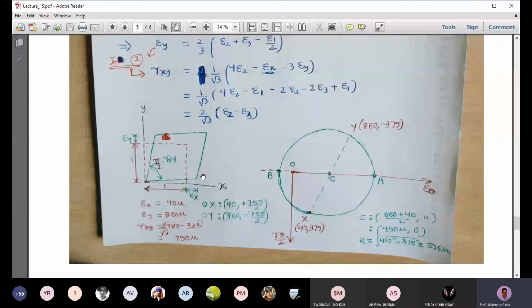So we have the deformed shape, which is indicated with the green line, and the length along the x direction is increasing by 1 times epsilon x. So this is the increase in length along the x direction, and there is also an increase in length in the y direction. So this increase in length is epsilon y times 1. And the shear strain is 750 microns, so that is a positive value.